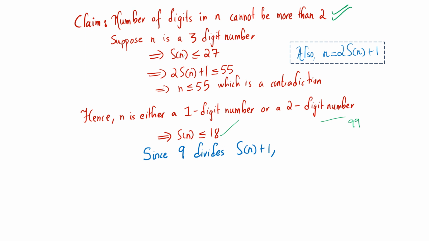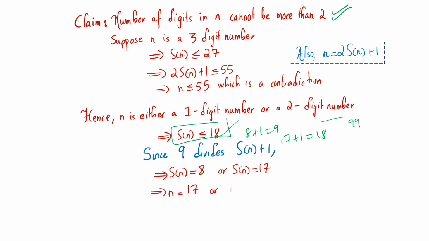Now since S(n) can at the most be 18, that means S(n) can take either 8 or 17, because 8 plus 1 is 9 and 17 plus 1 is 18. So S(n) can take only two values, which is 8 or 17. So that means n can be either 17 or n can be 35. These are the only values of n which will satisfy S(n) equals 8 or S(n) equals 17.